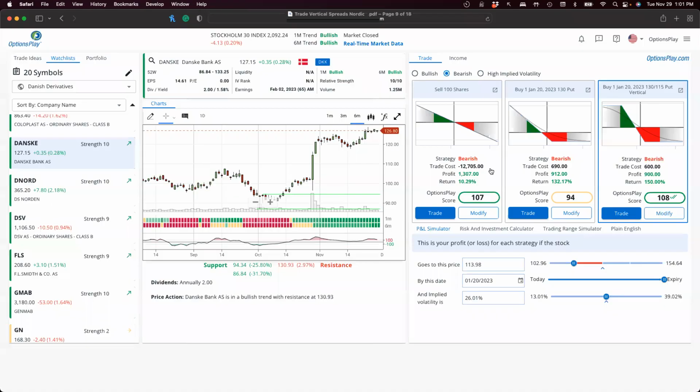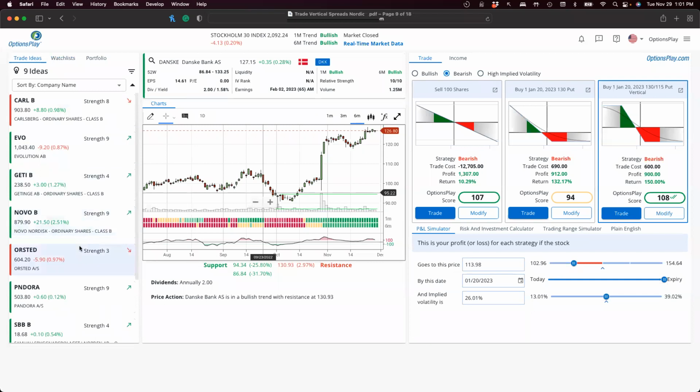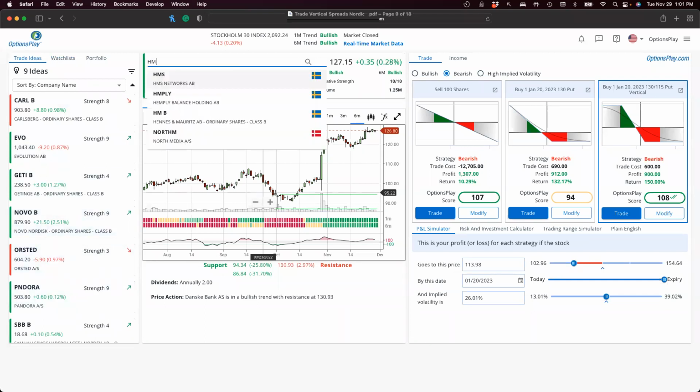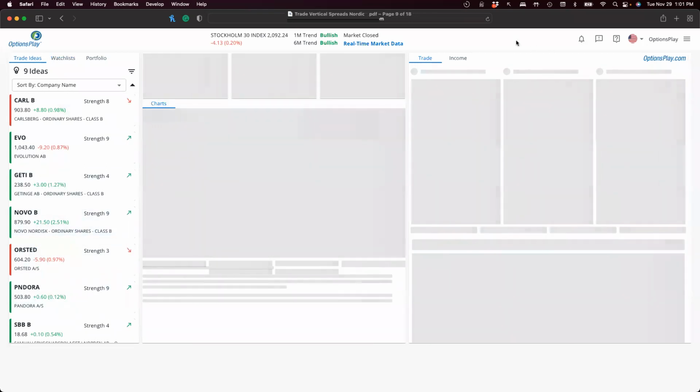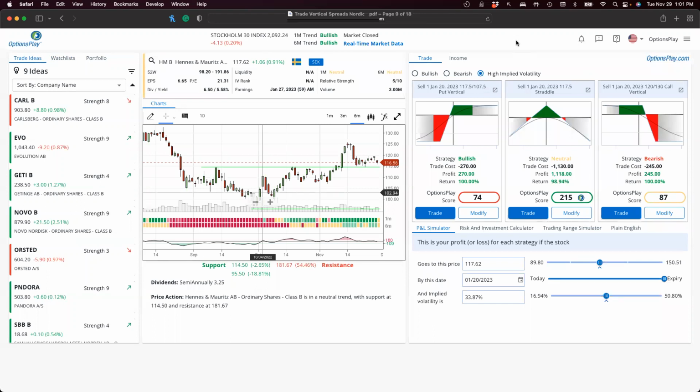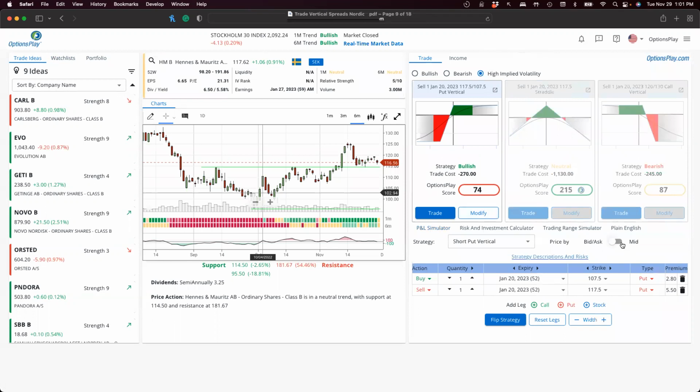So let's, before we move on, look at the platform again. I'm going to go back to H&M just to show you a consistent example. And when you're looking to sell a credit spread, and like I said before, credit spreads are strategies suitable for high implied volatility environments. So we're going to actually look at the high implied volatility strategy for H&M. And what you'll see here is you'll have both a bullish credit spread and a bearish credit spread that you can look at any time. I'm going to flip these to the mid price so that we can see them.